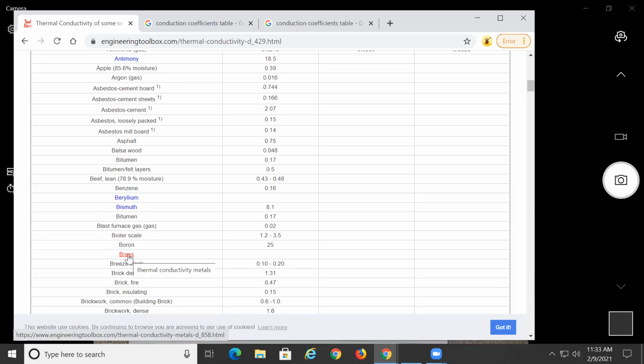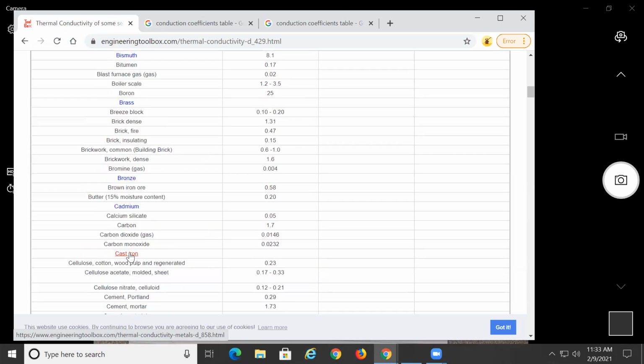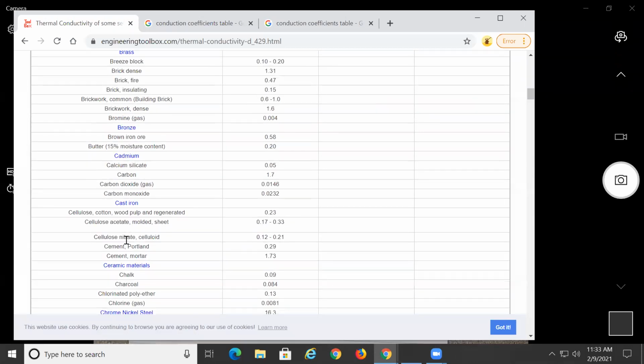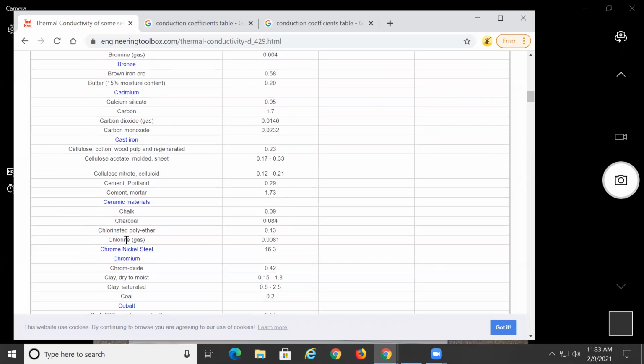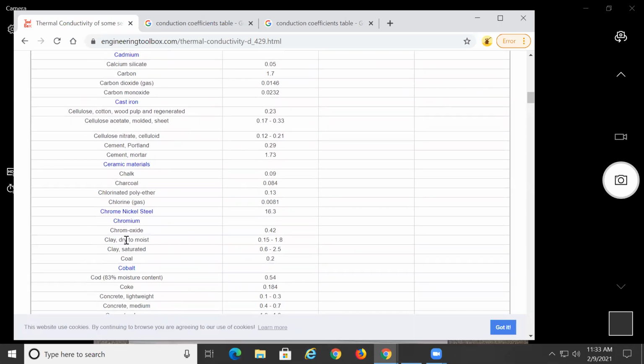No, brass, oh, brass is low. So copper, let's look at copper. I didn't know brass was a bad conductor. Oh, that's probably why it is good for oxidation. So copper should be very high.